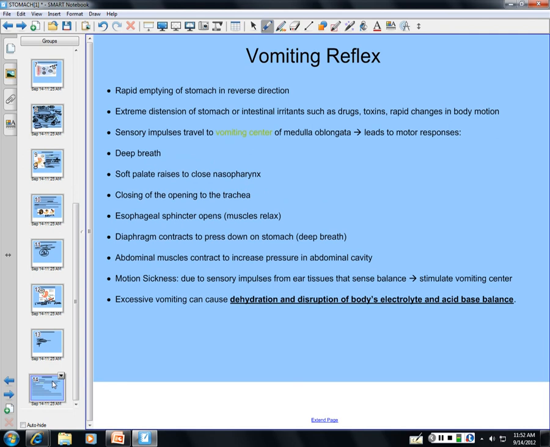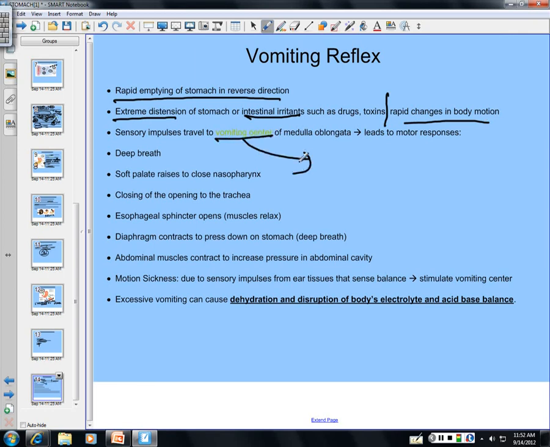Vomiting reflex. The vomiting reflex is the rapid emptying of the stomach in the reverse direction. What happens? Extreme distension of the stomach, or intestinal irritants such as drugs and toxins, or it could be rapid change in body motion. We'll talk about that. Sensory impulses travel to the vomiting center, also called the emetic center, E-M-E-T-I-C, of the medulla oblongata.